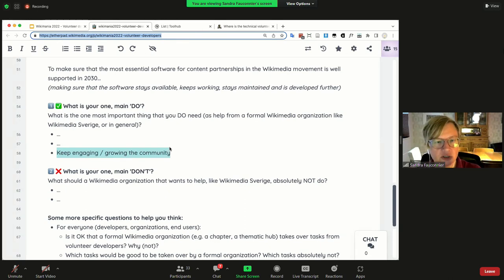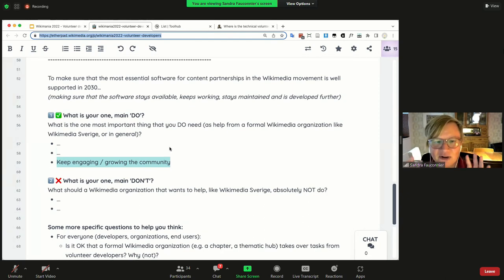What is the one essential thing that an organization helping it, like Wikimedia Sweden or another thematic hub, can do, should do, and what should they absolutely not do? I invite everyone to think about that for a few seconds and just type your ideas in here.